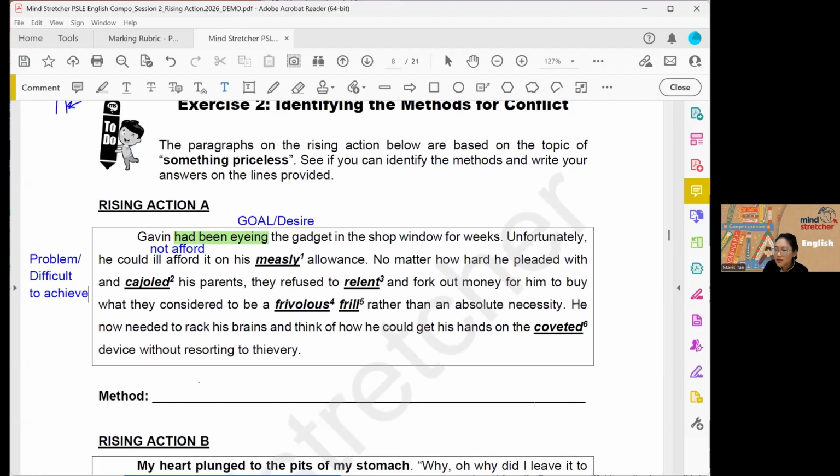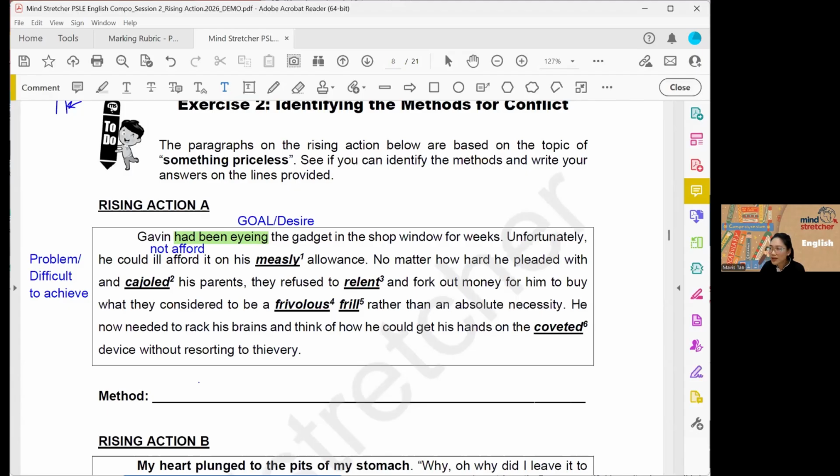So for those of you in P6WT, we saw this word today a few times already. Cajoled means to persuade somebody with pleasant talk or false promises to get what you want. Okay? So how hard he pleaded with and cajoled his parents, they refused to relent and fork out money for him to buy what they considered to be a frivolous frill. That means, what? Gadget. You don't need this. It is not food. It is not shelter. Okay? So it's frivolous, not important. It's not a necessity. Okay?